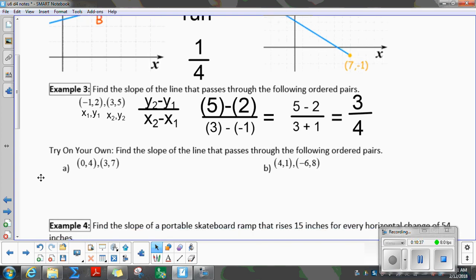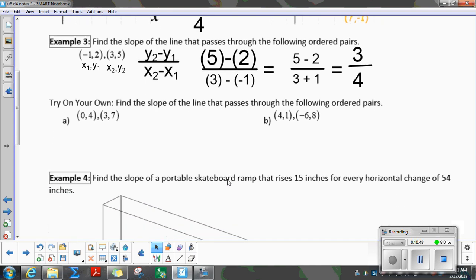You guys can try this way on your own, or if you feel more comfortable just graphing it, you are more than welcome to do it that way as well. Okay? So try these two on your own, see what you like.